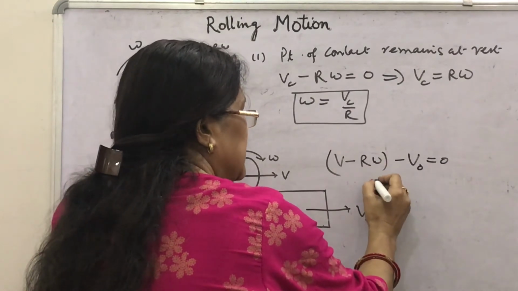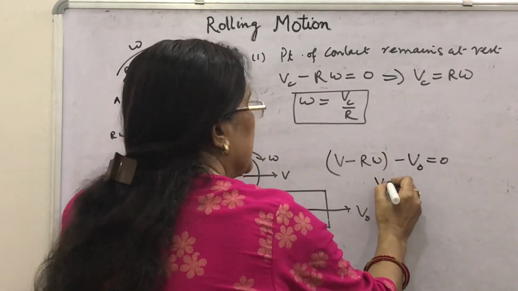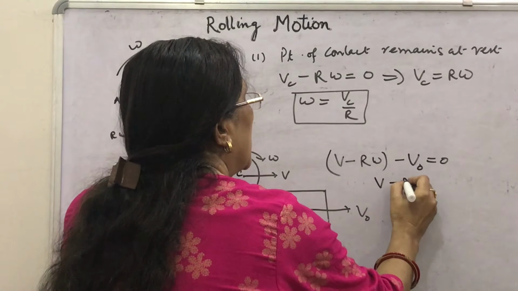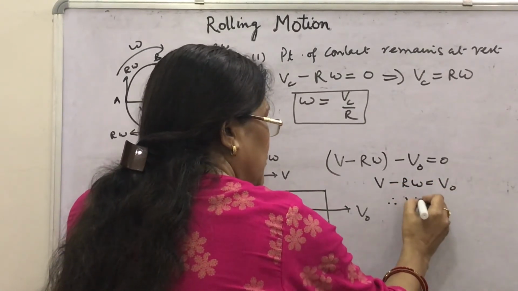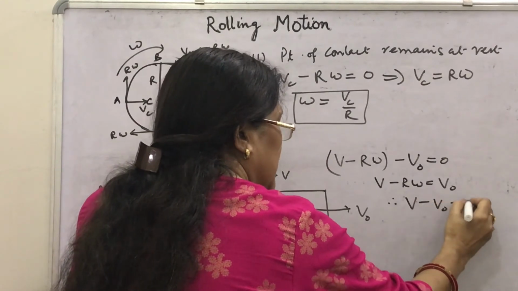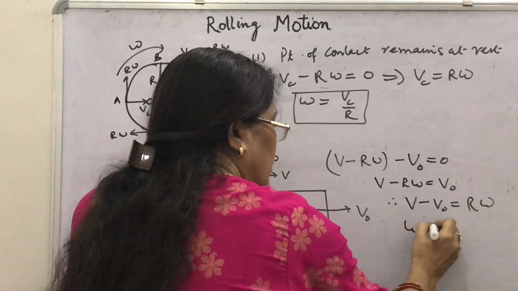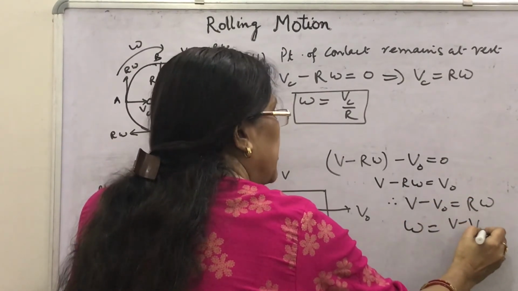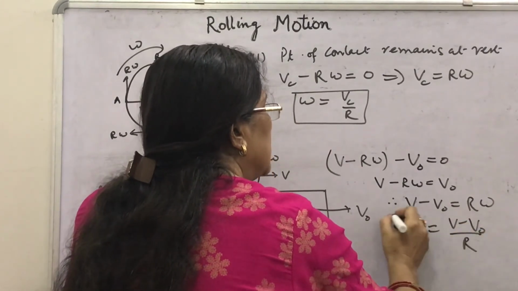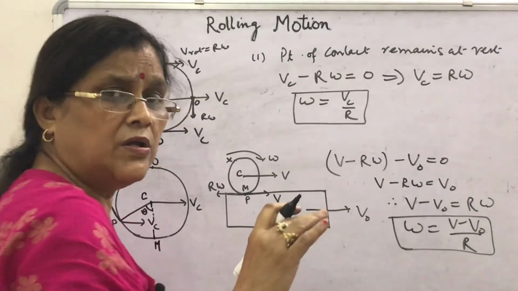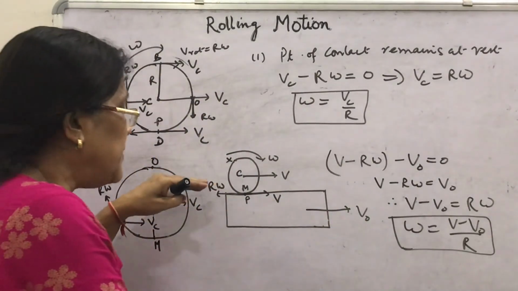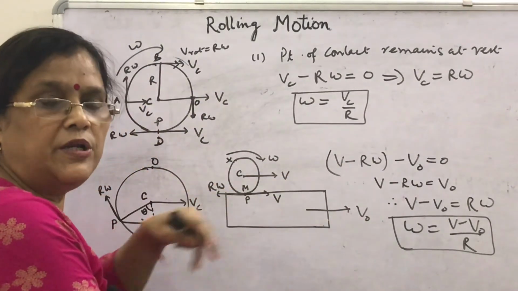Then what is here? This v minus r omega equal to v0. Therefore, v minus v0 equal to r omega, or omega is (v minus v0) upon r. So, this is the case where the rolling is taking place at the surface which is also in motion.